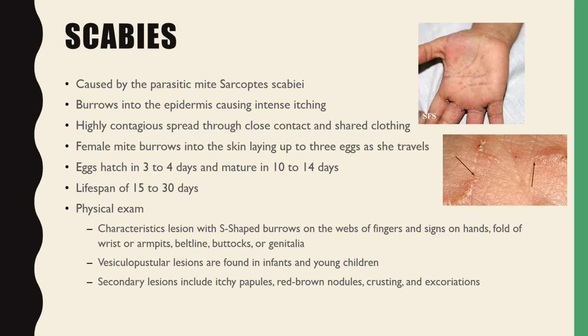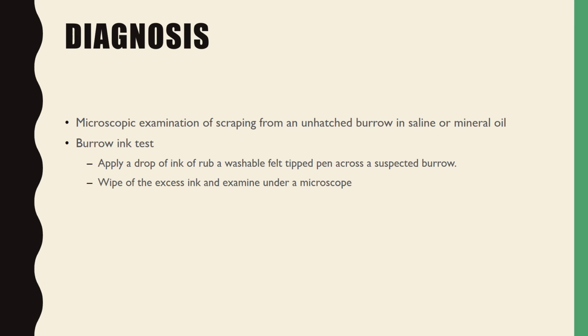A vesicular pustular lesion can be found in infants and young children. And secondary lesions include itchy papules, red-brown nodules, crusting, and excoriations. So for the diagnosis, you can do a microscopic exam of scraping from an unhatched burrow in saline or mineral oil. Don't use KOH because that'll kill it and you won't see what you want to see. But you'll see that unhatched burrow and those eggs in that scraping.